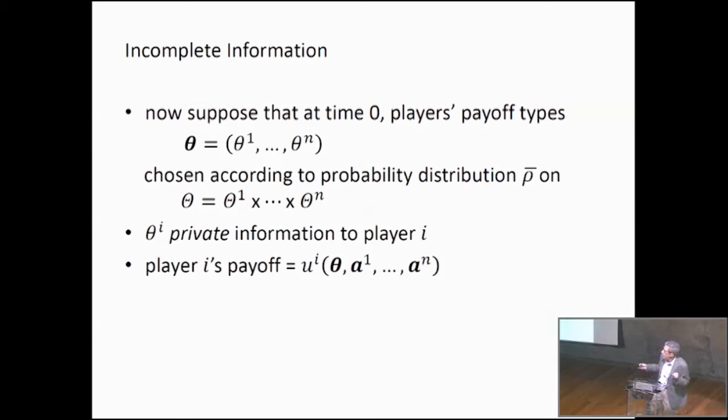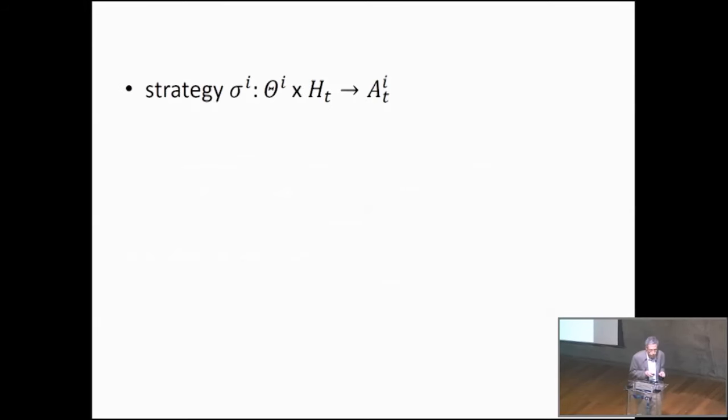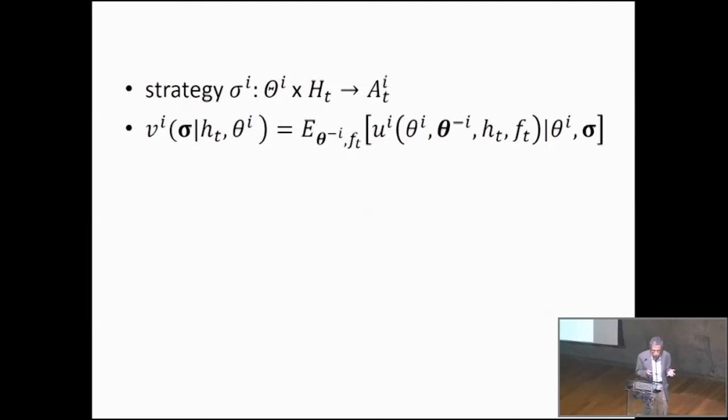And now we'll make player I's payoff depend not only on the actions that players take, but also on their types. So a strategy for player I, in general, will now depend not only on the history of the game up to period T, but also on player I's type. And just as we defined player I's payoff as a function of strategies and histories for the complete information case, we can do so in the incomplete information case. There's no change at all. Everything is the same, except that now we have this additional variable, theta, in the picture, the vector of types.